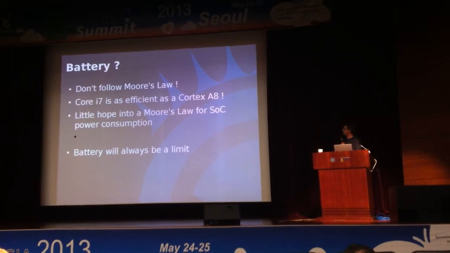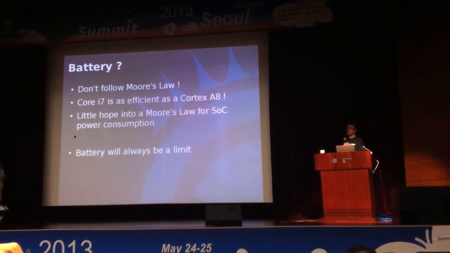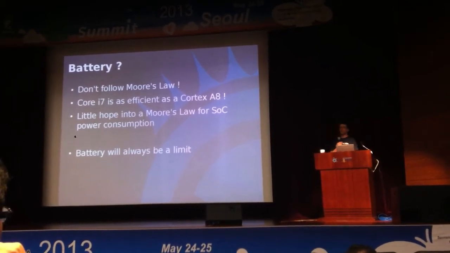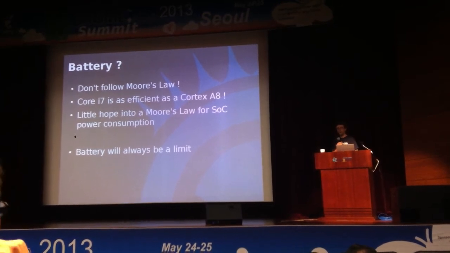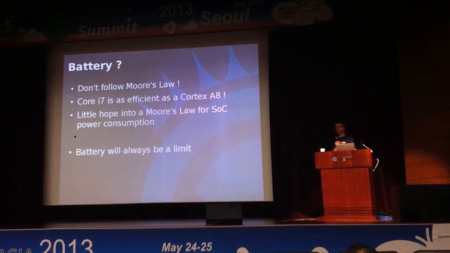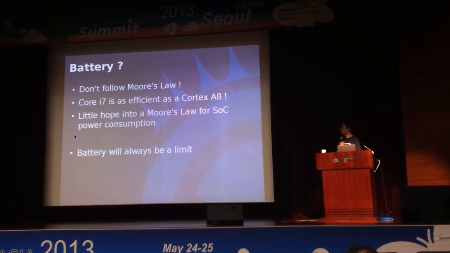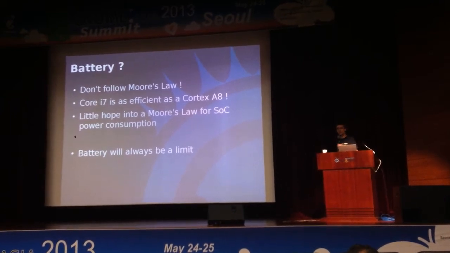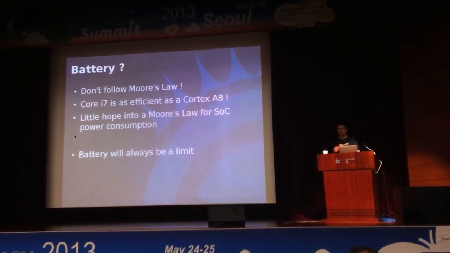Well, the battery is the last problem, because batteries don't follow Moore's law. With the battery, you get 10% per year, something like that. It doesn't increase at the same speed as Moore's law. So you don't really get more and more energy every year, and you can't really count on that to compensate for the problem.